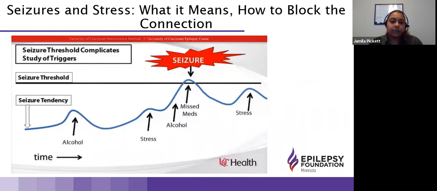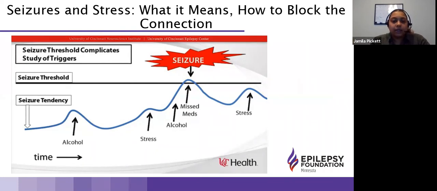So from that clip there, it really talks about that seizure threshold and seizure tendency. So that constant line there that we see is the seizure threshold that I talked about that we all have. And for any person, there are things that can push people past that threshold. We all have our own levels of threshold. Then we have the seizure tendency.